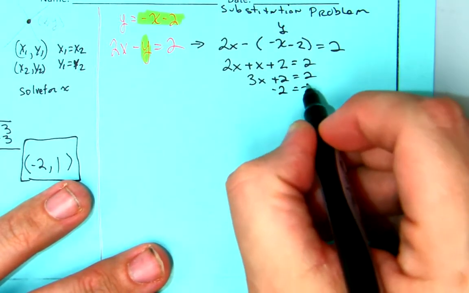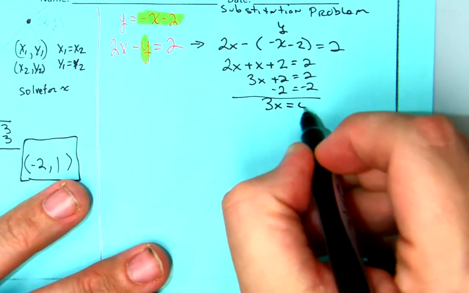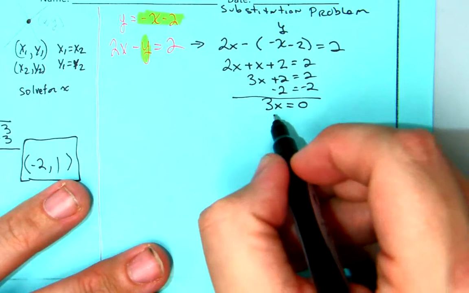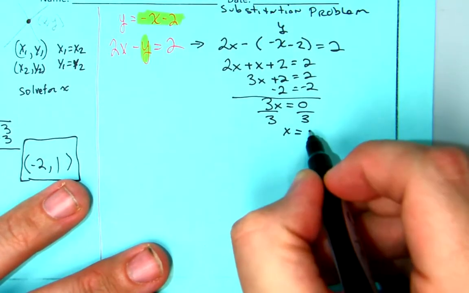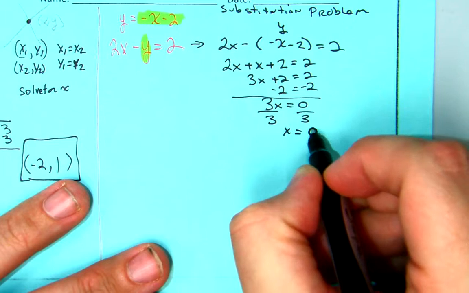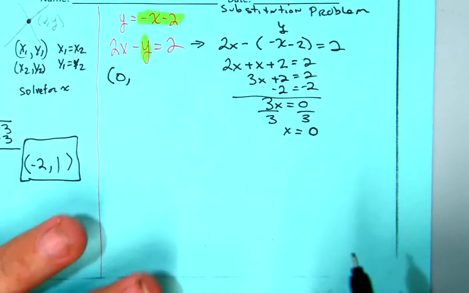Subtract the 2 from both sides. I get 3x is equal to 0. Divide by 3. x is equal to what? 0. So I know the point is 0 comma something.